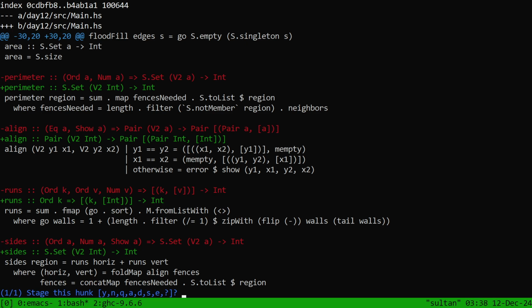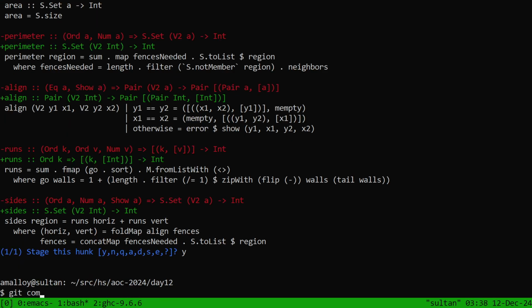Yeah, I mean, these types are just better. Question: do we make this a new commit or just pretend it always looked this way? Let's make it a new commit. Day 12. These general types are stupid.